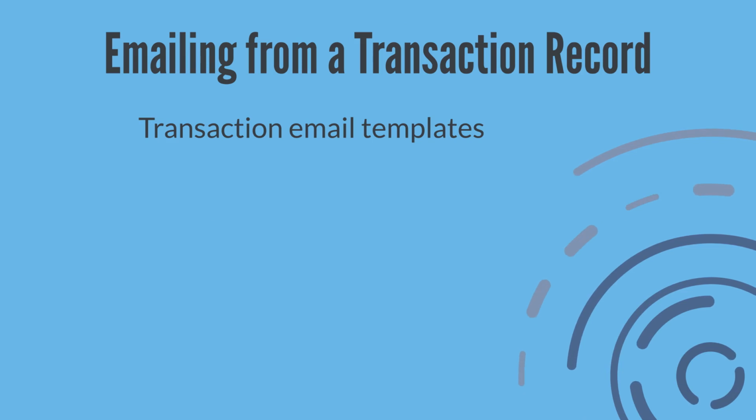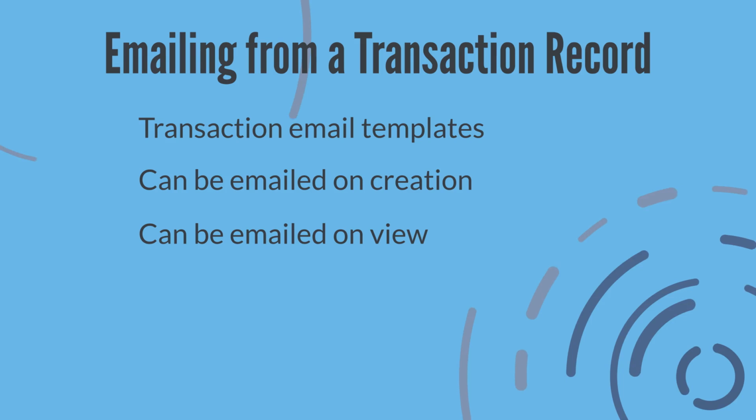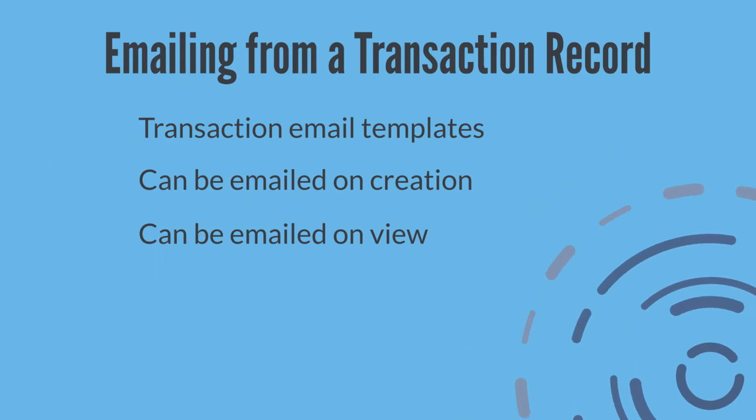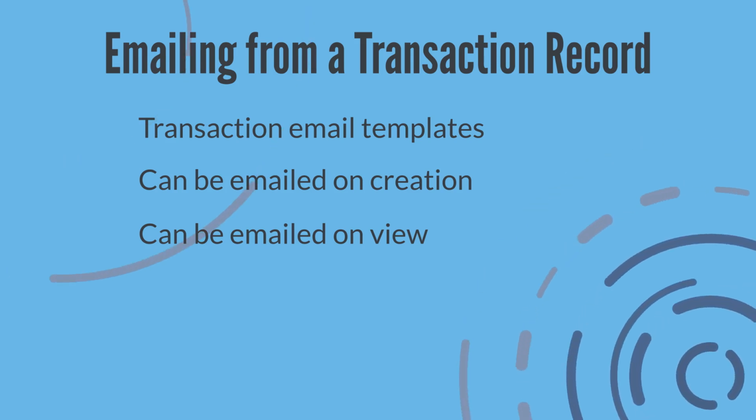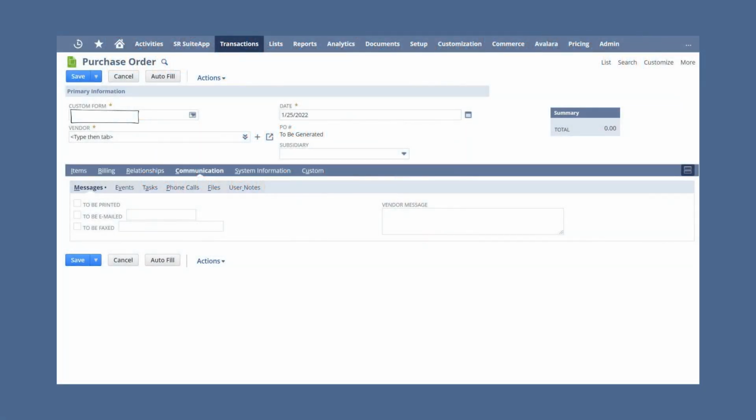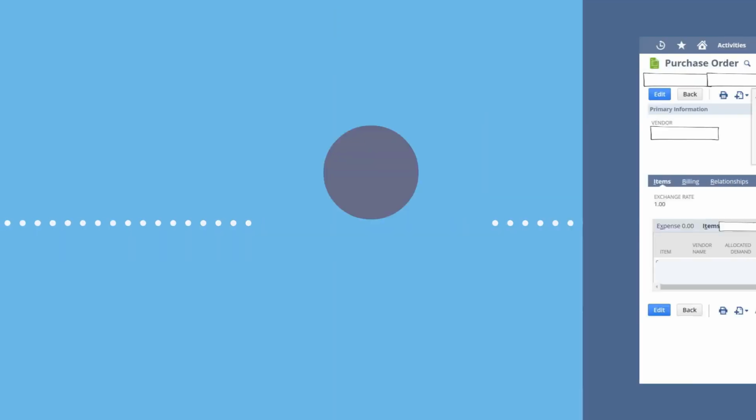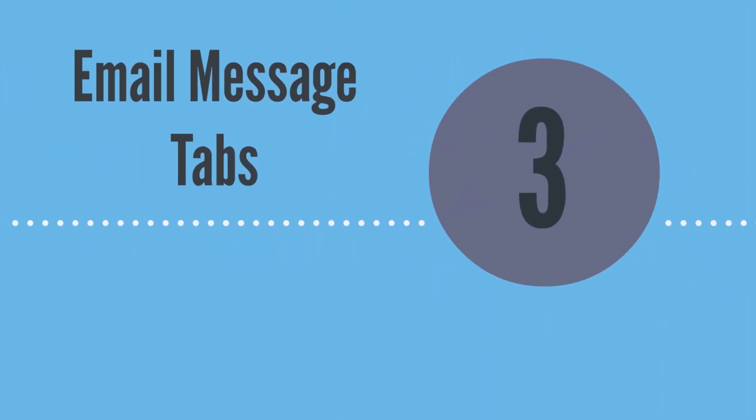Another difference is that you could email a transaction when creating the transaction or afterwards when viewing the transaction. Whereas with entity records, you wouldn't send an email to the individual associated with that record until after the record's creation. To send an email when creating a transaction, select To Be Emailed under the Messages tab of the Communications subtab. Then, when you finish putting in all the information you need for the transaction, select Save and Email from the Save drop-down list. And if you need to email a previously created transaction, view the transaction and choose Email from the Actions list.